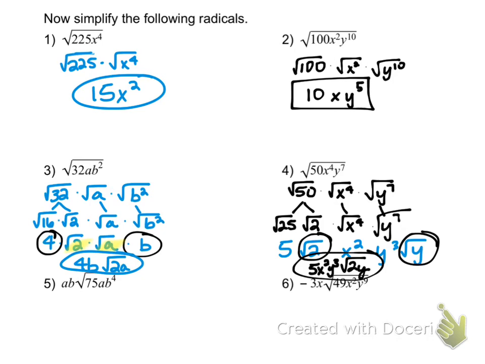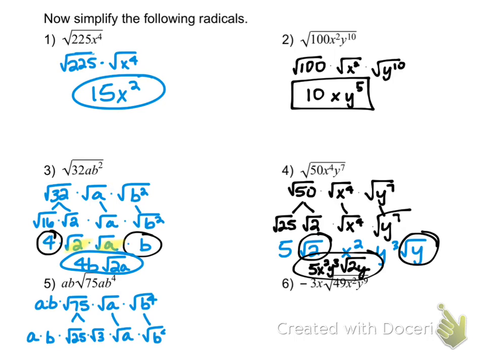All right, looking at the 5th example here, notice that I have something out front that I'll multiply by. So they're not underneath the radical at all. So I have a times b out here, times the square root of 75, times the square root of a, times the square root of b to the 4th. Remember that you're really looking at 75 as being written with a perfect square. So a times b times the square root of 25 times the square root of 3. Don't use something else, because if you do, that's not going to work out, okay? Because it's not a perfect square. And then times the square root of a times the square root of b to the 4th.